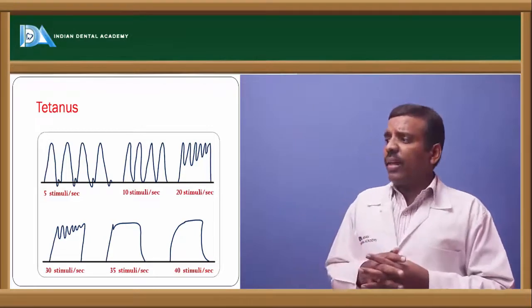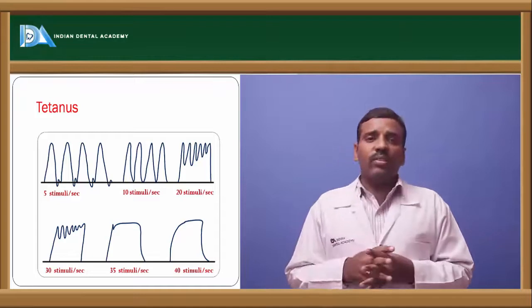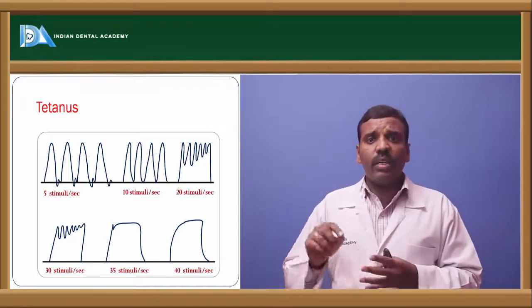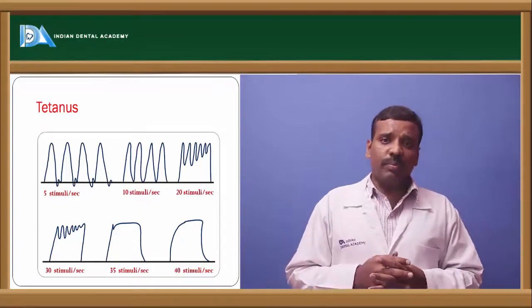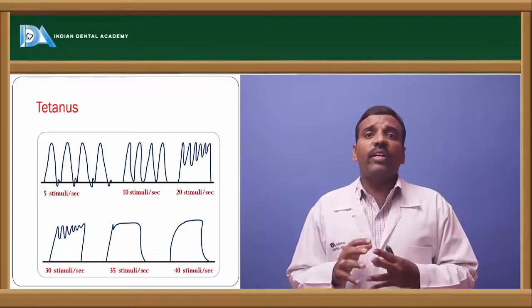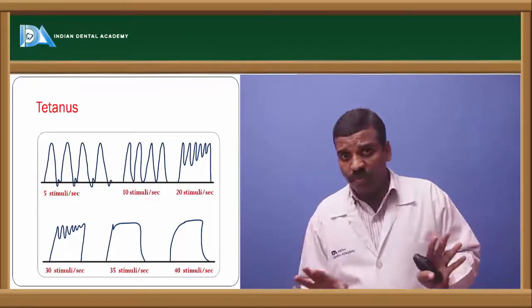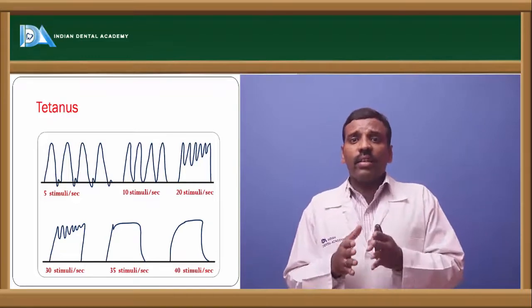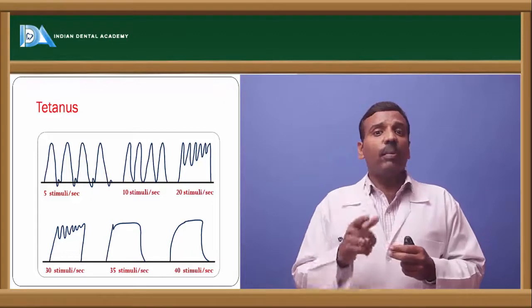And if you are applying 30 stimuli per second, it is also like the staircase phenomenon, it is a complete trapeze. Okay, and the next one is 35 stimuli. If you are applying 35 stimuli per second, then we'll get clonus, in the sense it's almost like tetanus, but it is not tetanus. Clonus is an incomplete tetanus, which we get when applying 35 stimuli per second.